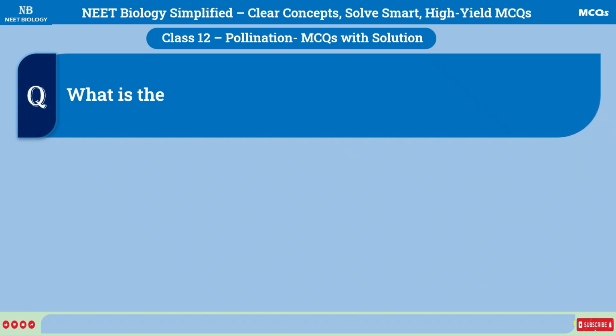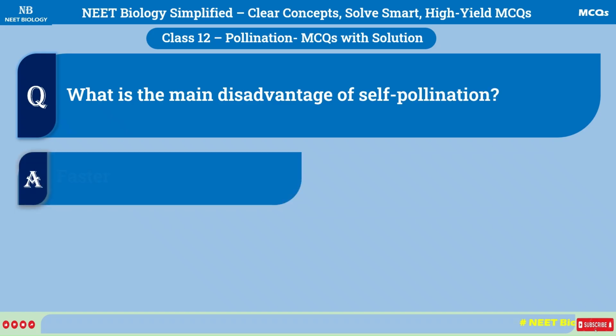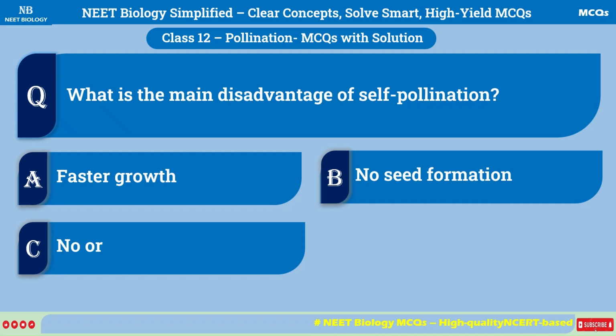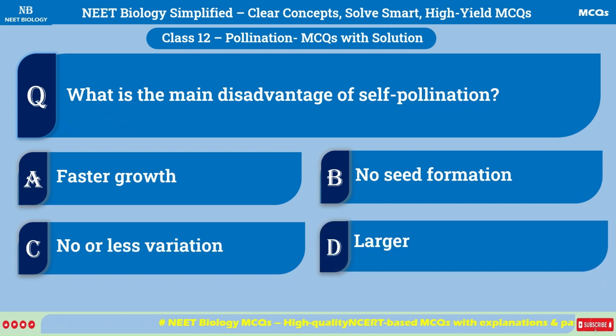What is the main disadvantage of self-pollination? A. Faster growth, B. No seed formation, C. No or less variation, D. Larger offspring.